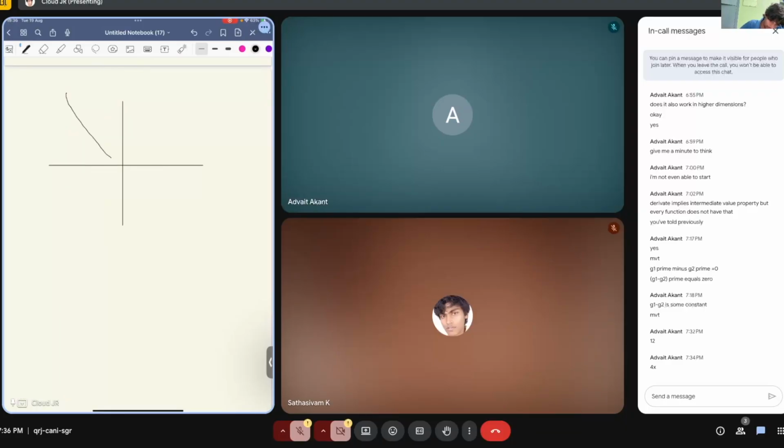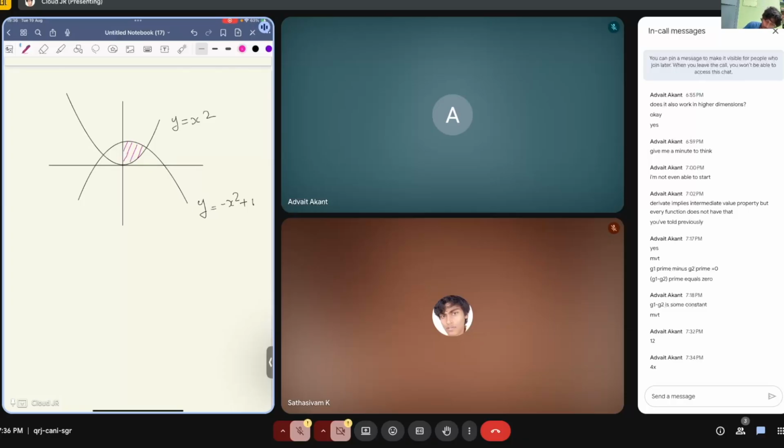Okay, let's say I have a function like this. Let's say this function is y equal to x square, and I have another function here. Let's say this is y equal to minus x square plus something. Let me put a 2 here, or I can put 1. Now I want to find the area between these. So how do you find this?